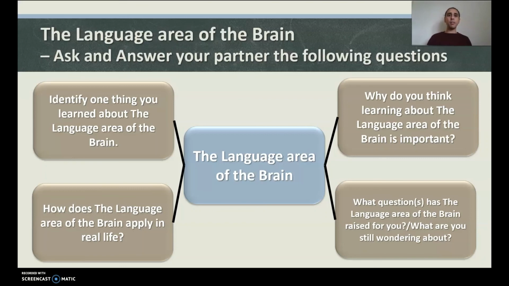How does the language area of the brain apply in real life? Well, like aphasia, if you have problems with speaking or problems with understanding language, this will help us understand it and potentially come up with ways or solutions to deal with any problems that may arise. What questions has the language area of the brain raised for you? What are you still wondering about? You got any more questions? Let me know. Write them down. Ask them in the lesson. Put them in the comments. Answer other people's if you can.